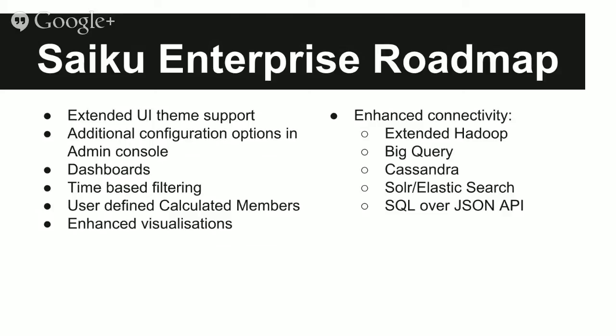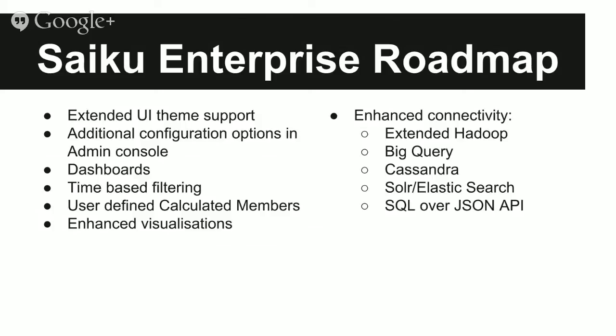And then finally, there is enhanced connectivity. Saiku Enterprise currently supports JDBC connections, Mongo connections, and Hadoop. Going forward, we'll be looking to extend the Hadoop connections as well. So not just using Phoenix, but obviously Impala and Spark and Shark, because that gives people with different preferences the ability to still use Saiku over Hadoop, just using their favorite methodology of getting the data out.